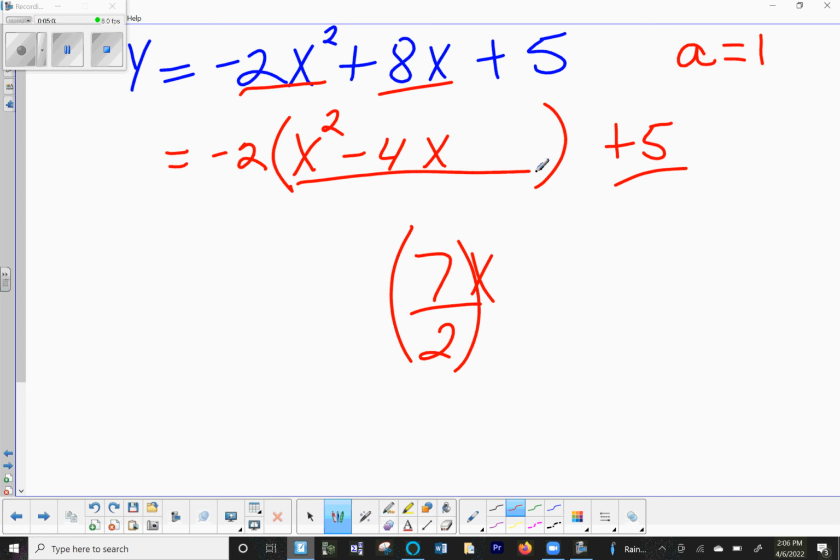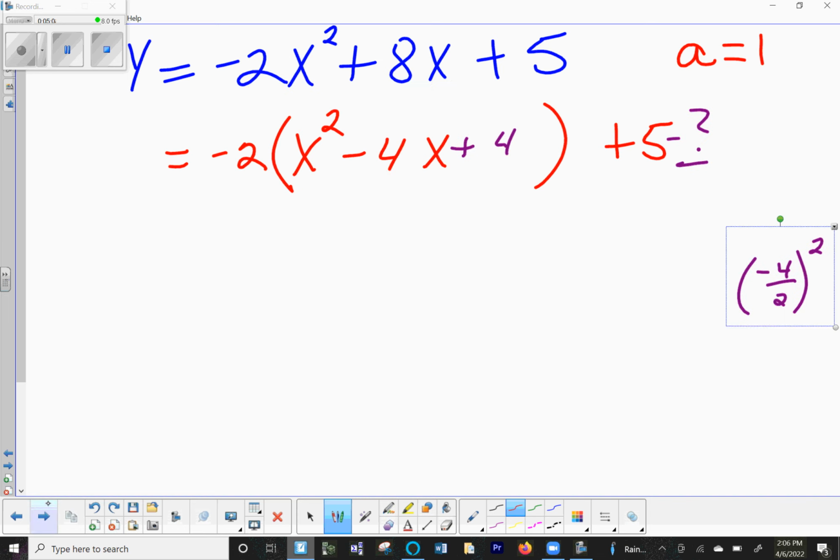So now that I've got this separated, I create this little space down here, and I'm going to go figure out what's in there. Half of that term squared. So half of 4, 2, 2 squared, 4. Add 4 there. And then on the outside of the parentheses, you have to subtract.